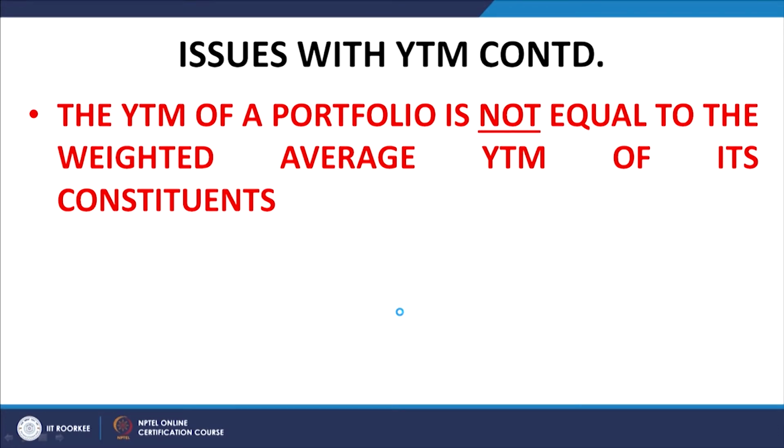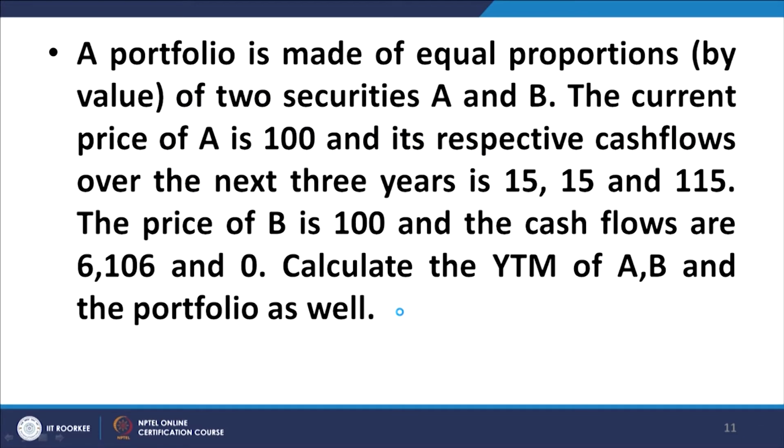Let us see a simple example. A portfolio is made of equal proportions by value of two securities A and B. There are two securities constituting a portfolio. The current price of A is 100 and its respective cash flows over the next 3 years are 15, 15 and 115. Clearly, the YTM of A is 15%. It is a level coupon bond with a coupon rate of 15, and it is quoting at par. So, the YTM of bond A is 15%.